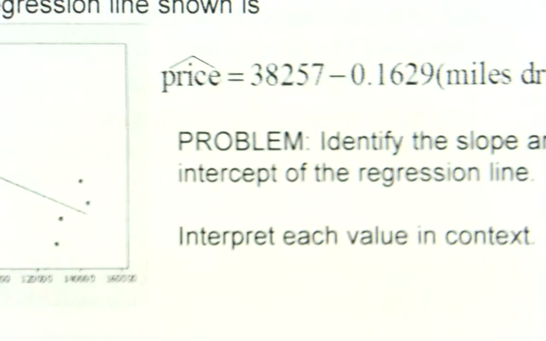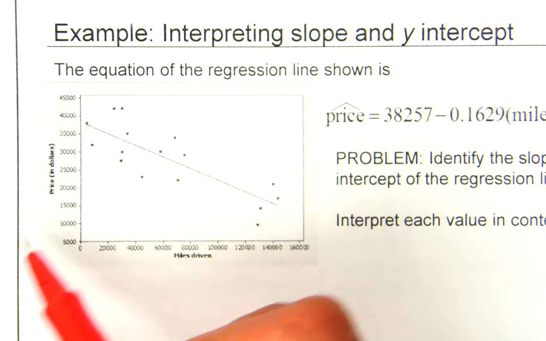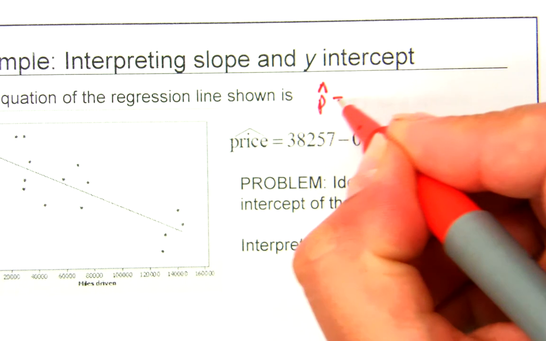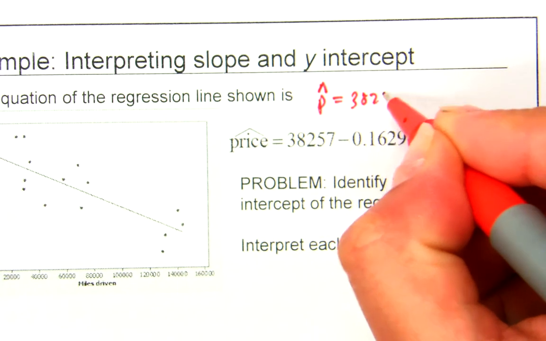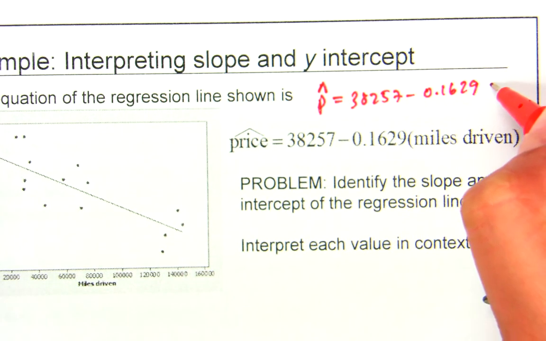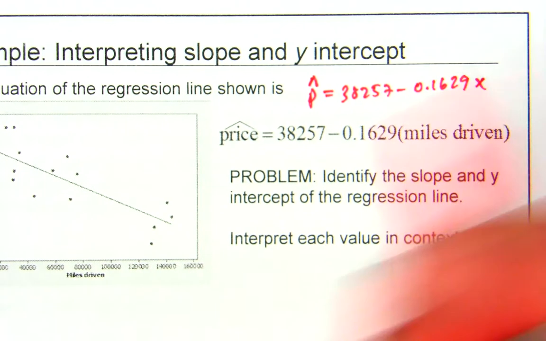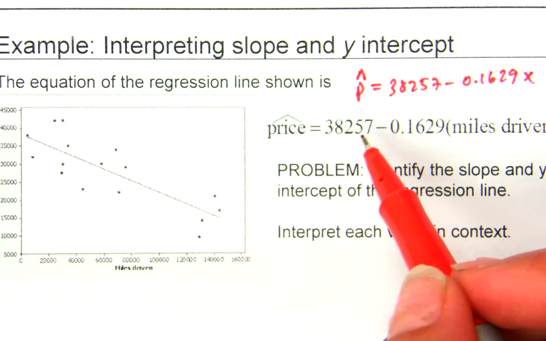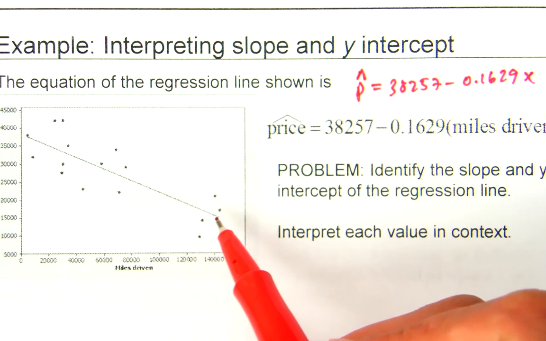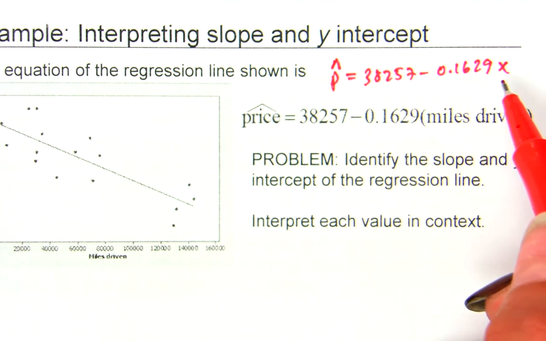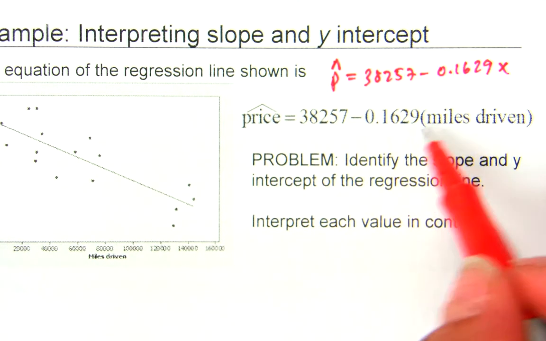Interpreting. Okay, slope and the y-intercept. So for this one, P hat, or the price, because the y-intercept is actually talking about the prices in this case, is equal to your equation: 38257 minus 0.1629 times x. So you have P hat, the predicted price. That's what the little hat means. Your predicted price of your linear regression, right? This line that goes through your data points is going to be equal to 38257 minus 0.1629x, x being the miles driven. Your predicted price, right?